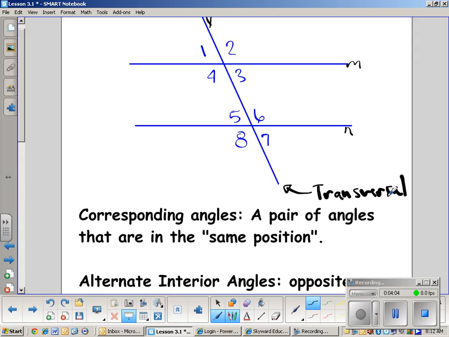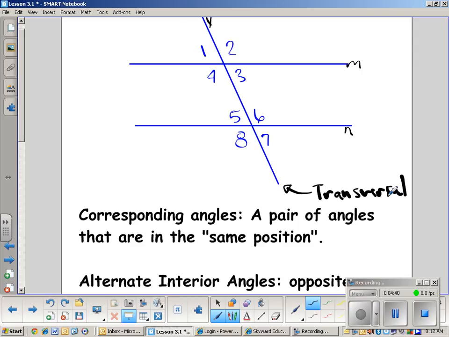Okay. Let's move on now and say name a pair of angles that's inside the parallel lines. If M and N were our parallel lines, name a pair of angles that's inside them. 4 and 5. 4 and 6. 3 and 5. 3 and 6. 5 and 6 are inside, aren't they? Okay.